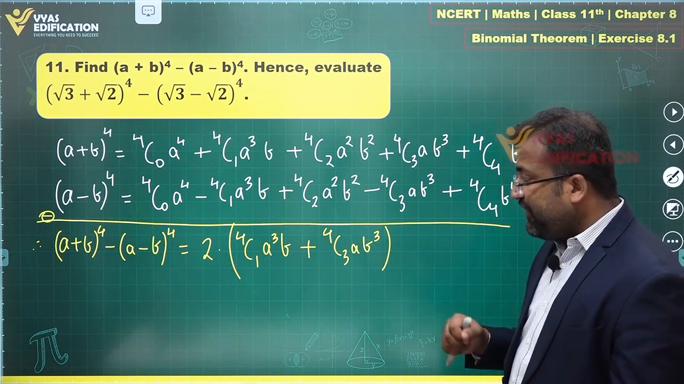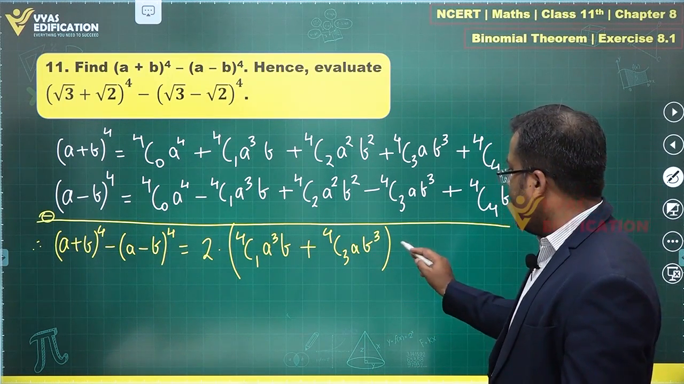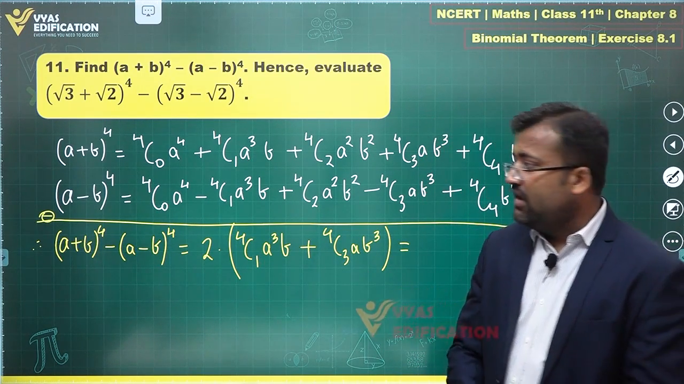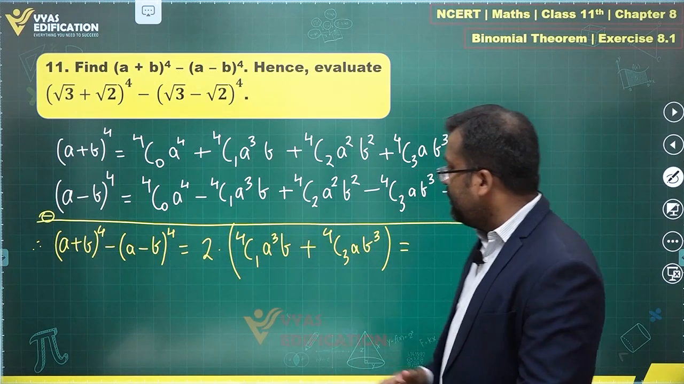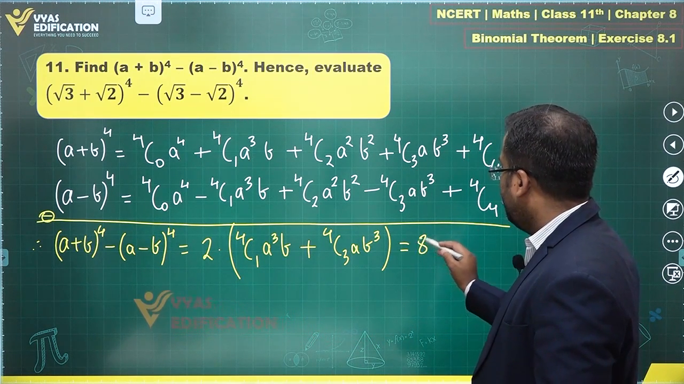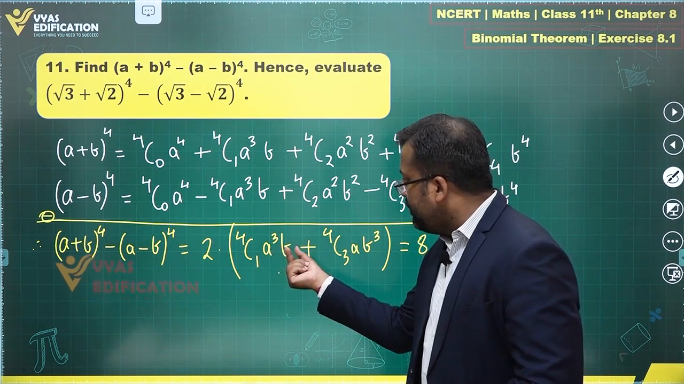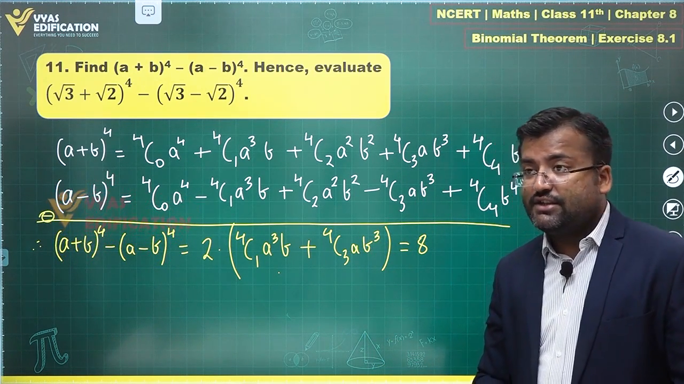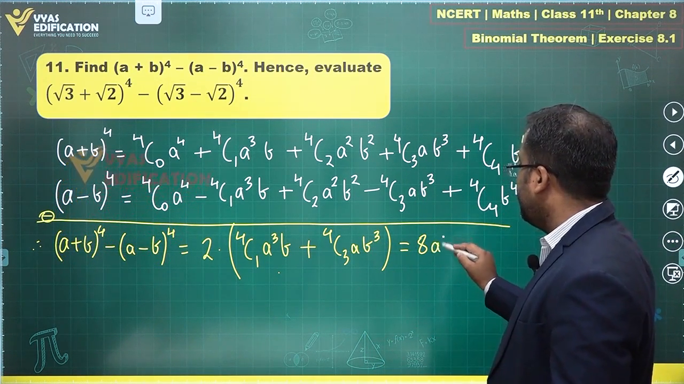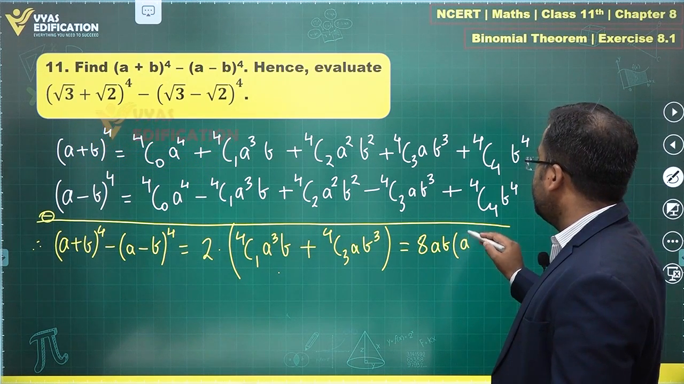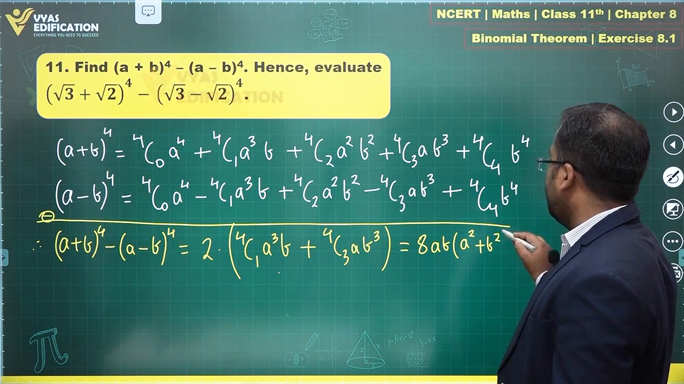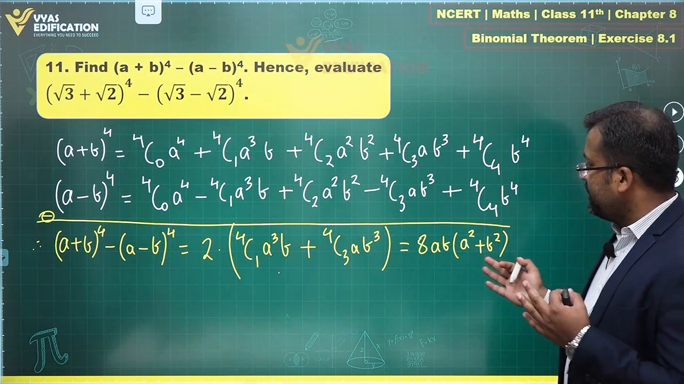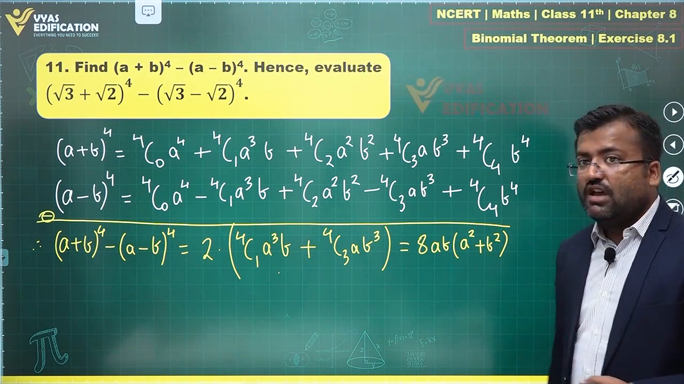Okay. Can we simplify it further? Yes, we can simplify it further. What we'll have is 4c1 and 4c3 are same, they are equal to 4. So let's take a 4 common. 2 times 4 is 8. You have a cube b, you have a b cube. You can take out a common. Yes, you can take out ab common as well. You can take out 8ab. What remains is a square plus b square inside this. That's the simplified version of this: 8ab times a square plus b square.